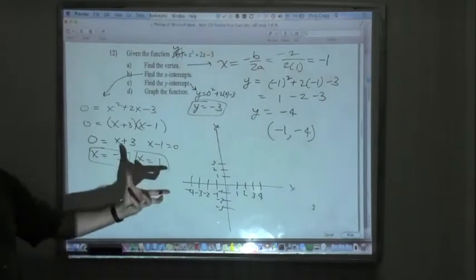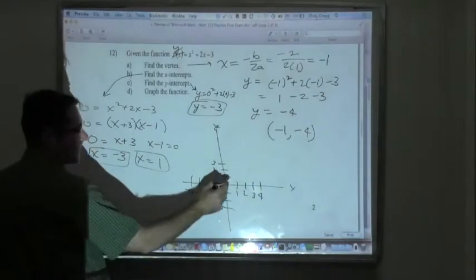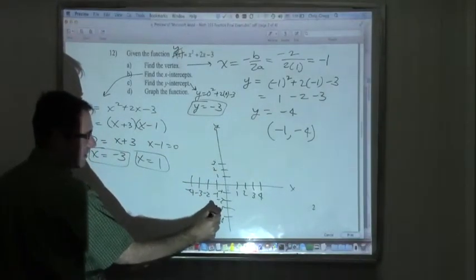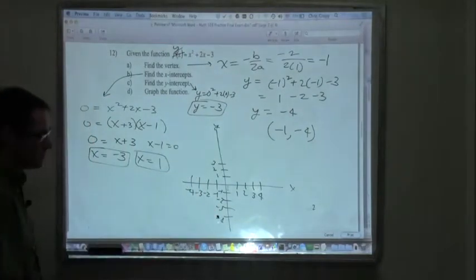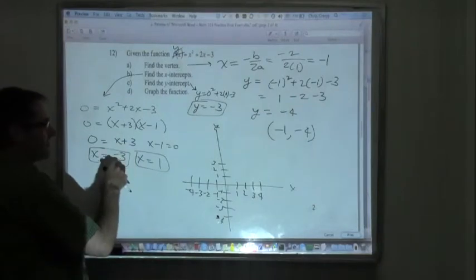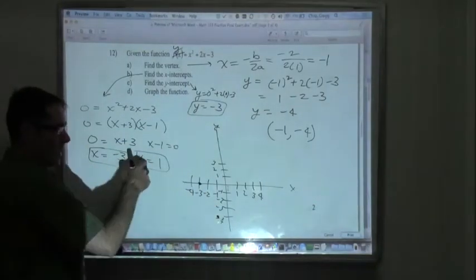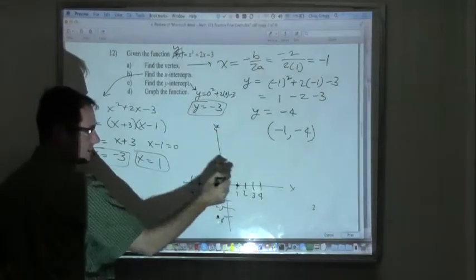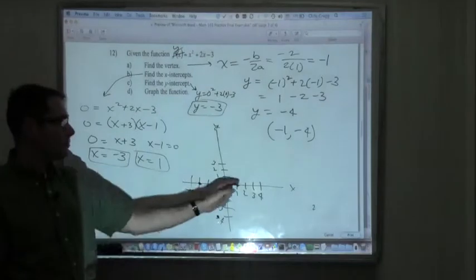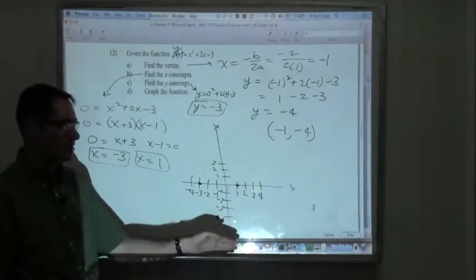So now you just put the points on here that you know. You know the vertex. Is it negative 1, negative 4? Negative 1, negative 4, right there. That's your vertex. OK? You know that the x-intercepts are at negative 3, right there. That's where it hits the x-axis. And x equal to 1, right there. And by the way, those two points are always going to be the same distance away from the vertex. It's the way it goes.